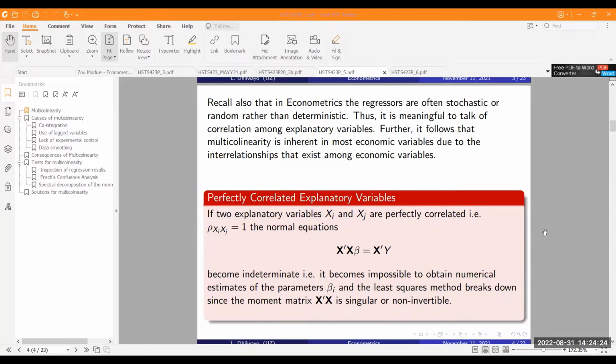Now, perfectly correlated explanatory variables. If two explanatory variables, xi and xj, are perfectly correlated, i.e. rho xi xj is equal to one, the normal equations, which you are familiar with, X transpose X beta equals X transpose y, become indeterminate, i.e. we cannot find the inverse of this matrix. It becomes impossible to obtain numerical estimates of the parameters beta j, and the least squares method breaks down since the moment matrix X transpose X is singular or non-invertible.